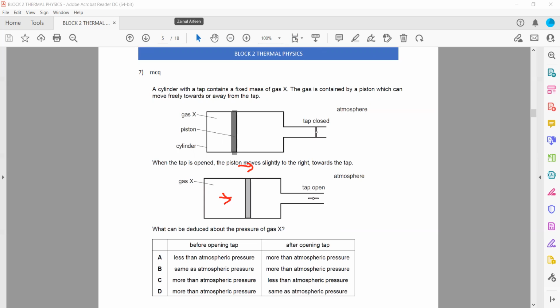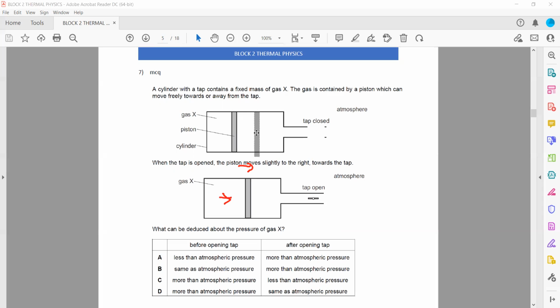So this is the position of the tap. This is the position of the piston. And once we open the tap here, when this part is open, what we observe is the piston moves towards the right hand side and stops. So what it shows is that the pressure of the gas was higher initially.